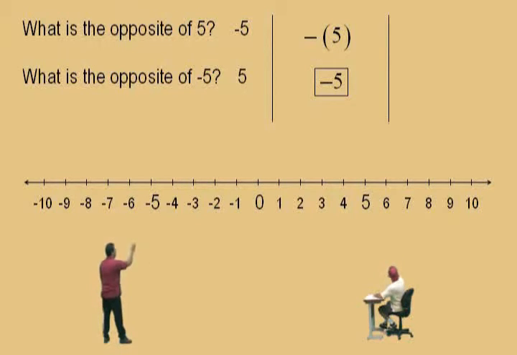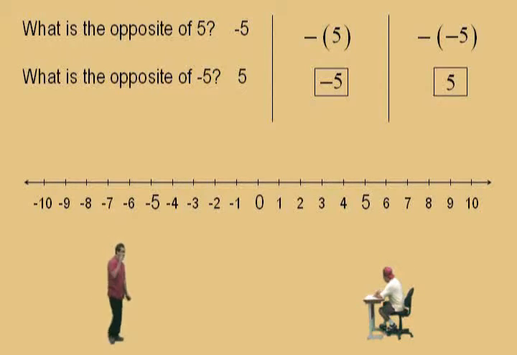Okay, Charlie. Now, what's the opposite of -5? 5. It's a positive 5. That's right. The opposite of a negative number will always be positive. That's sometimes called the double negative rule. And really, we can think of it as the basis of why a negative times a negative is a positive.